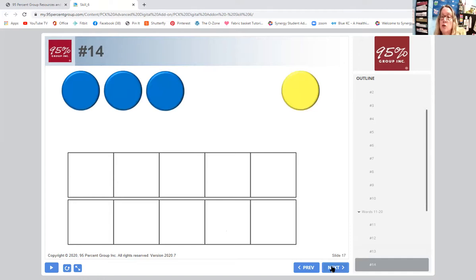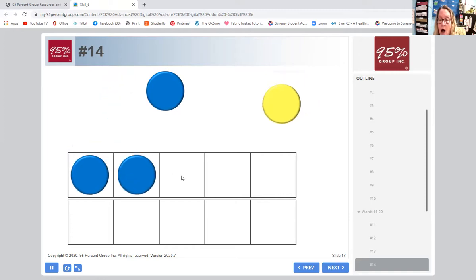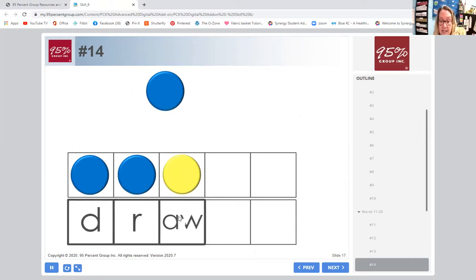Our next word, draw. Draw. D-R-A. Okay, let's bring down our chips. D-R-A. I hear that ah sound at the end. Sound it once more as you write the letters. D-R-A. Should see a D, an R, and an A-W, okay?